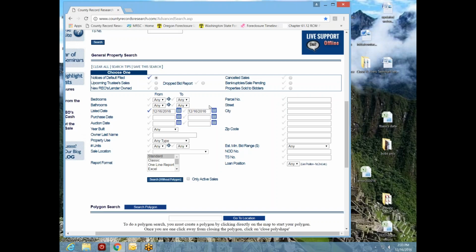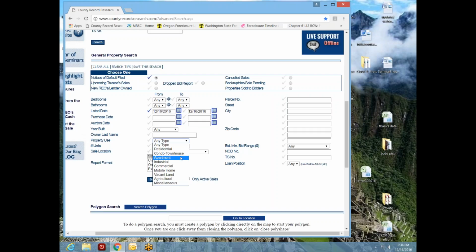Okay, because the more specific my target area, the more creative I want to be in my date range research to make sure I'm not missing any opportunities in that area. Now, also I want to point out, I can specify property use. I can go down here and say I only want to see single-family residential, or only condos, or only apartment buildings like fourplexes.